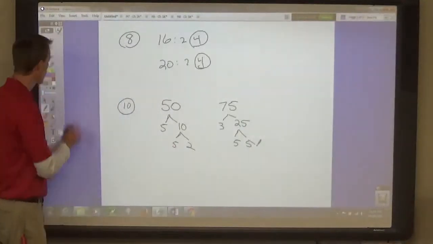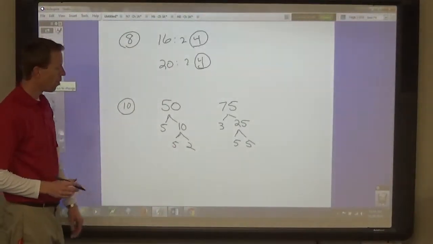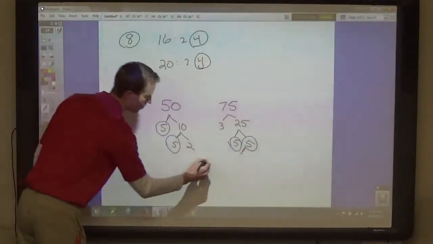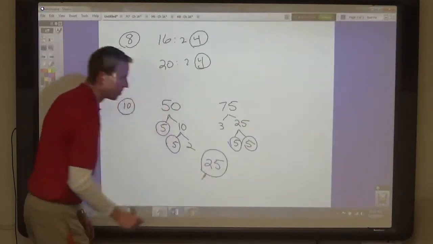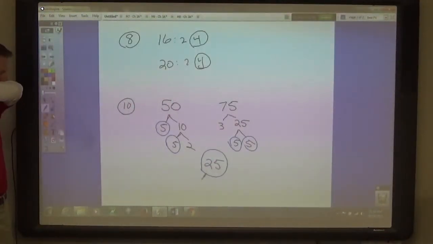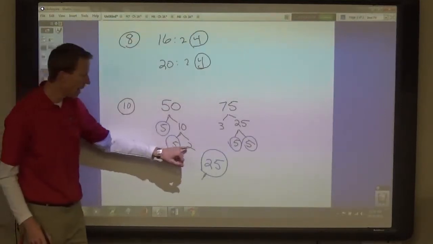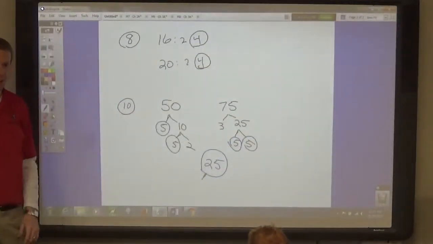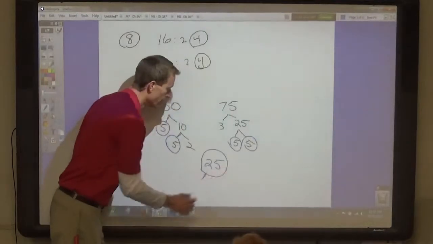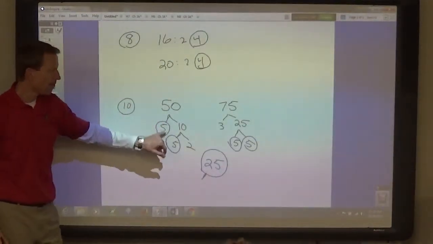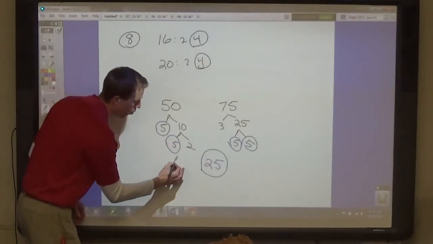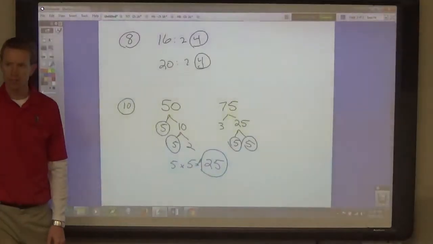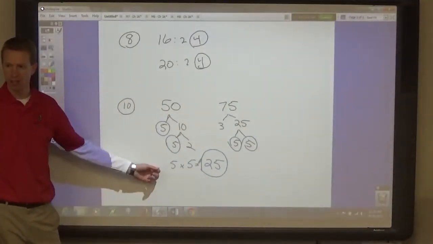Now, multiply the common factors. What factors are in both? 5. 5 times 5, right? Because you're going to do 25. Yep, that's what we did. 25 times 2 makes 50. 25 times 3 makes 75, so 25 is the greatest common factor. Okay? These are the common factors that are in both. So multiply one set, just 5 times 5, to get the greatest common factor.